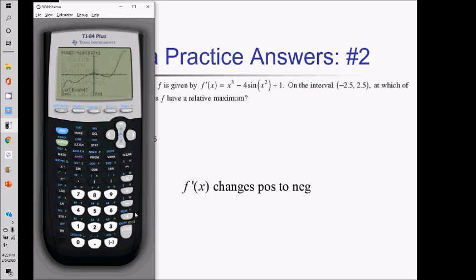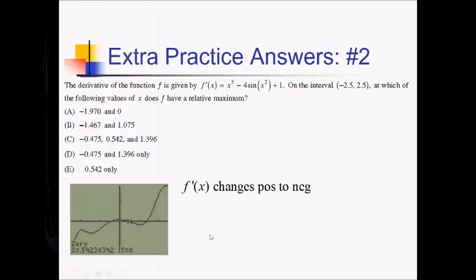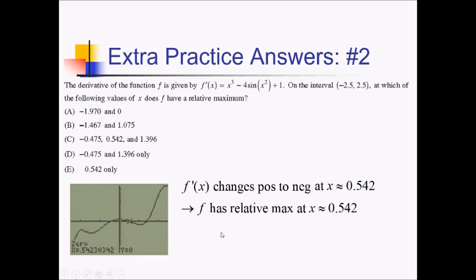So let me press enter a little bit to the left, move to the right, press enter again, enter one more time. So it's at about 0.542 if I round that off. Since f prime changes positive to negative at 0.542, it follows that f has a relative max there. That answers the question. So choice E then is what we're looking for.